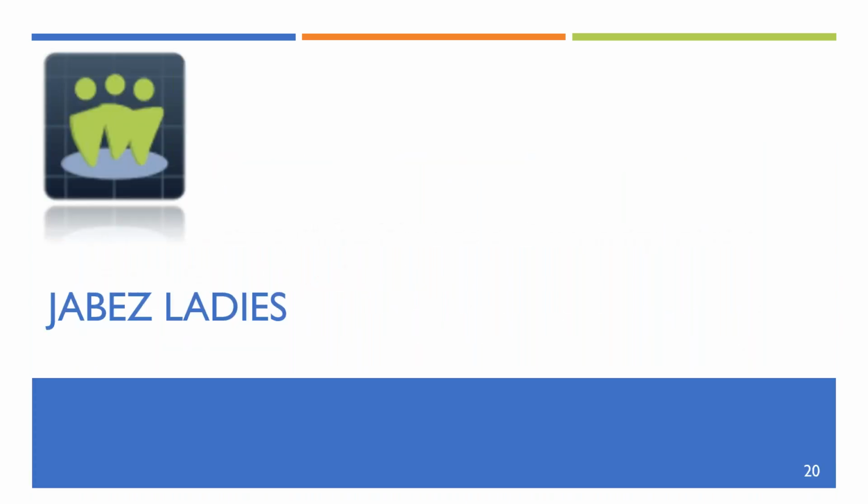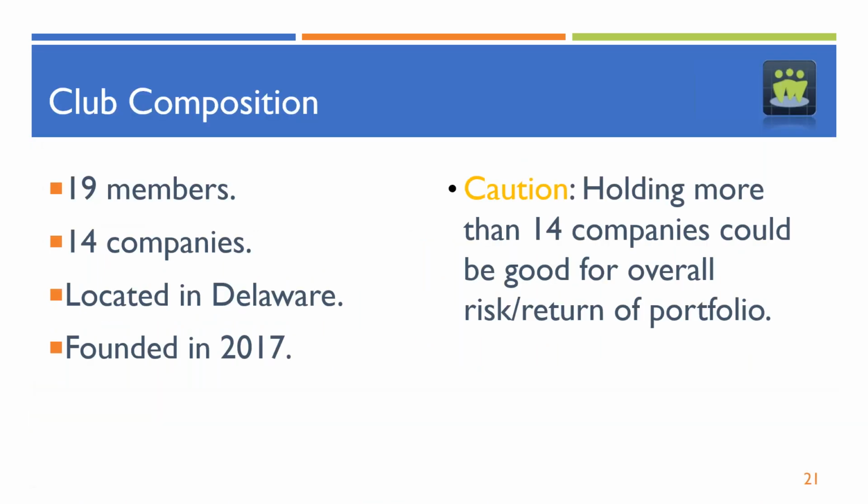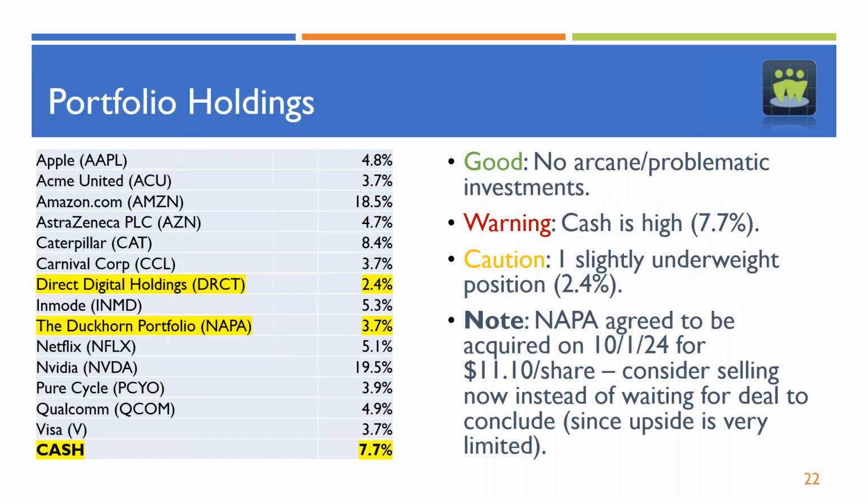So Jabez Ladies, hope I'm saying that right, 19 members, founded in 2017, located mostly in Delaware. They own 14 companies. Holding more than 14 companies could be good. They've got 19 members. Certainly, each member could follow one stock, and they could add a few more companies to the portfolio, and that would perhaps improve their diversification.